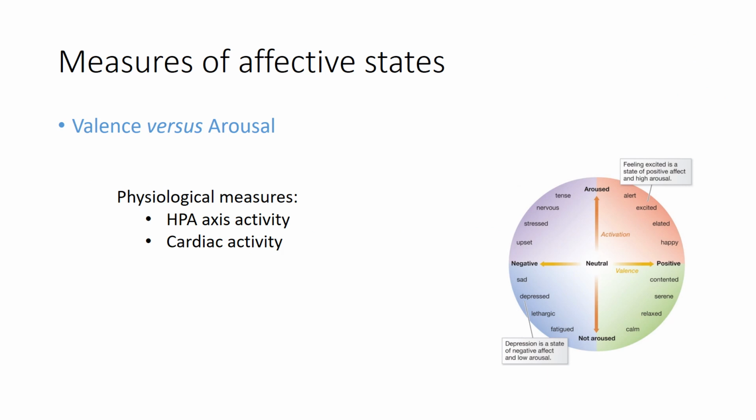Measuring affective states is notoriously difficult. Physiological measures such as HPA-axis activity and cardiac activity can be used to assess changes in arousal levels. However, changes in affective state valence are more difficult to assess.